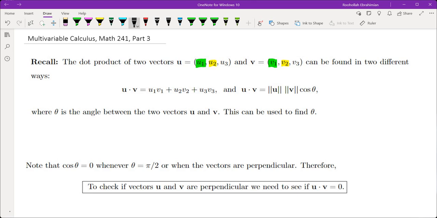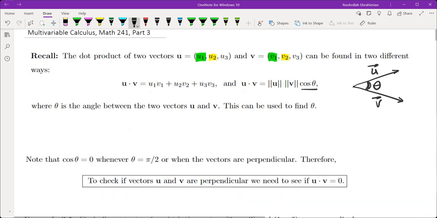The second method of evaluating the dot product is to find the magnitude of these two vectors, multiply them, and then multiply by the cosine of the angle between the two vectors. That's a formula that can be obtained by the law of cosines.